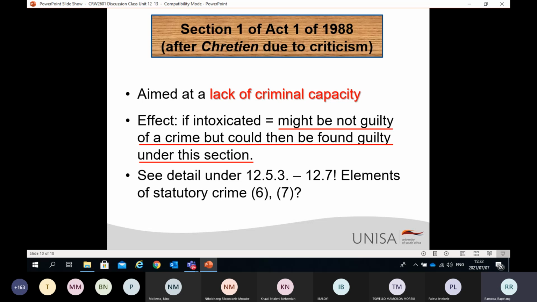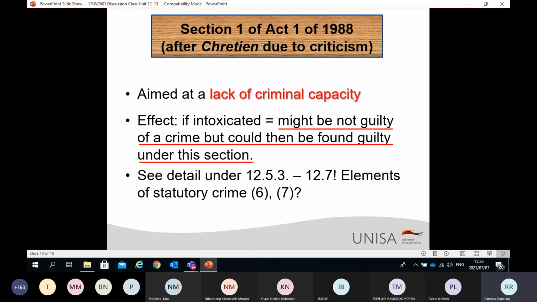Now, the question then becomes, practically speaking, what does this actually mean? Because on the one hand, when the prosecution goes out and tries to establish that X is guilty of murder, for example, they have to prove the element of criminal capacity beyond a reasonable doubt.